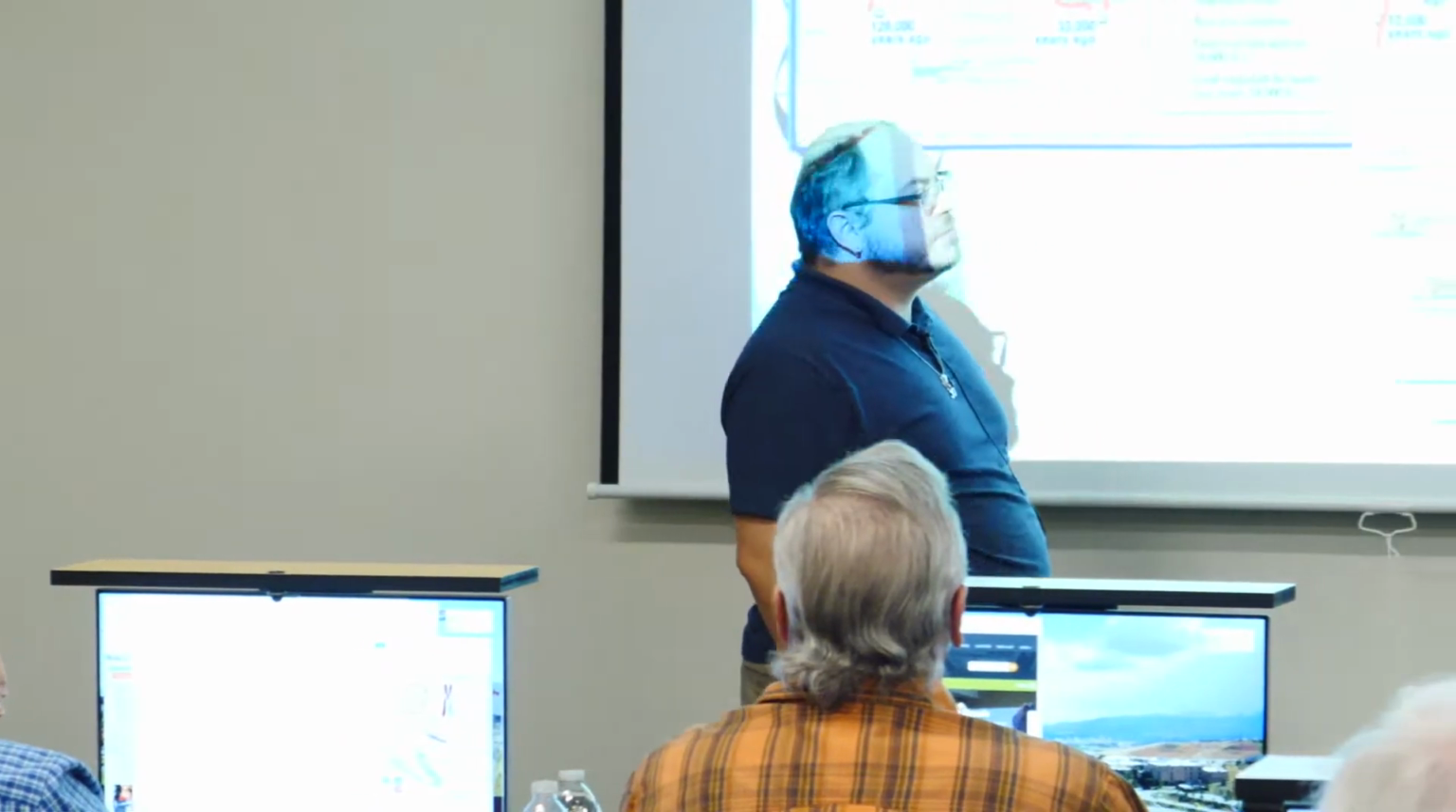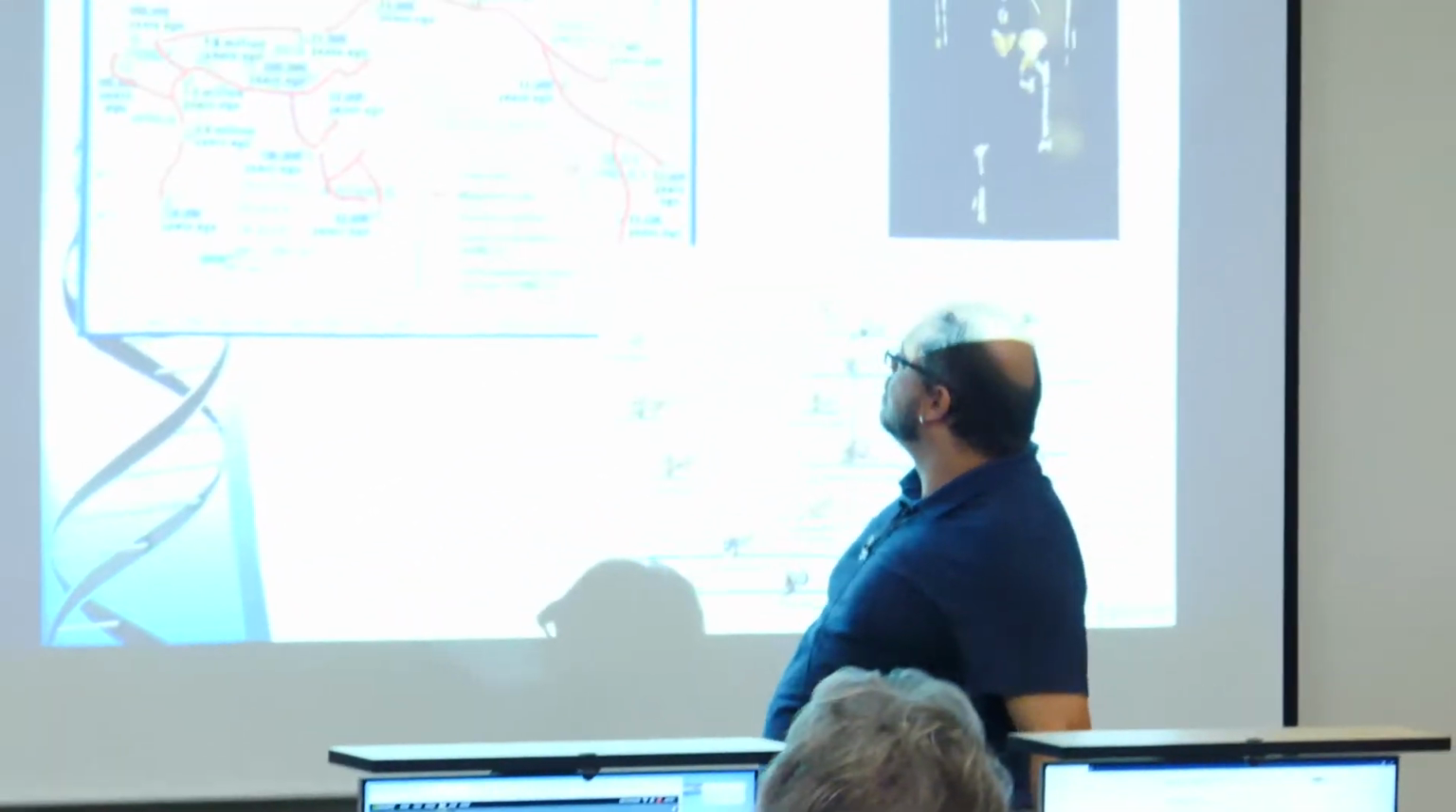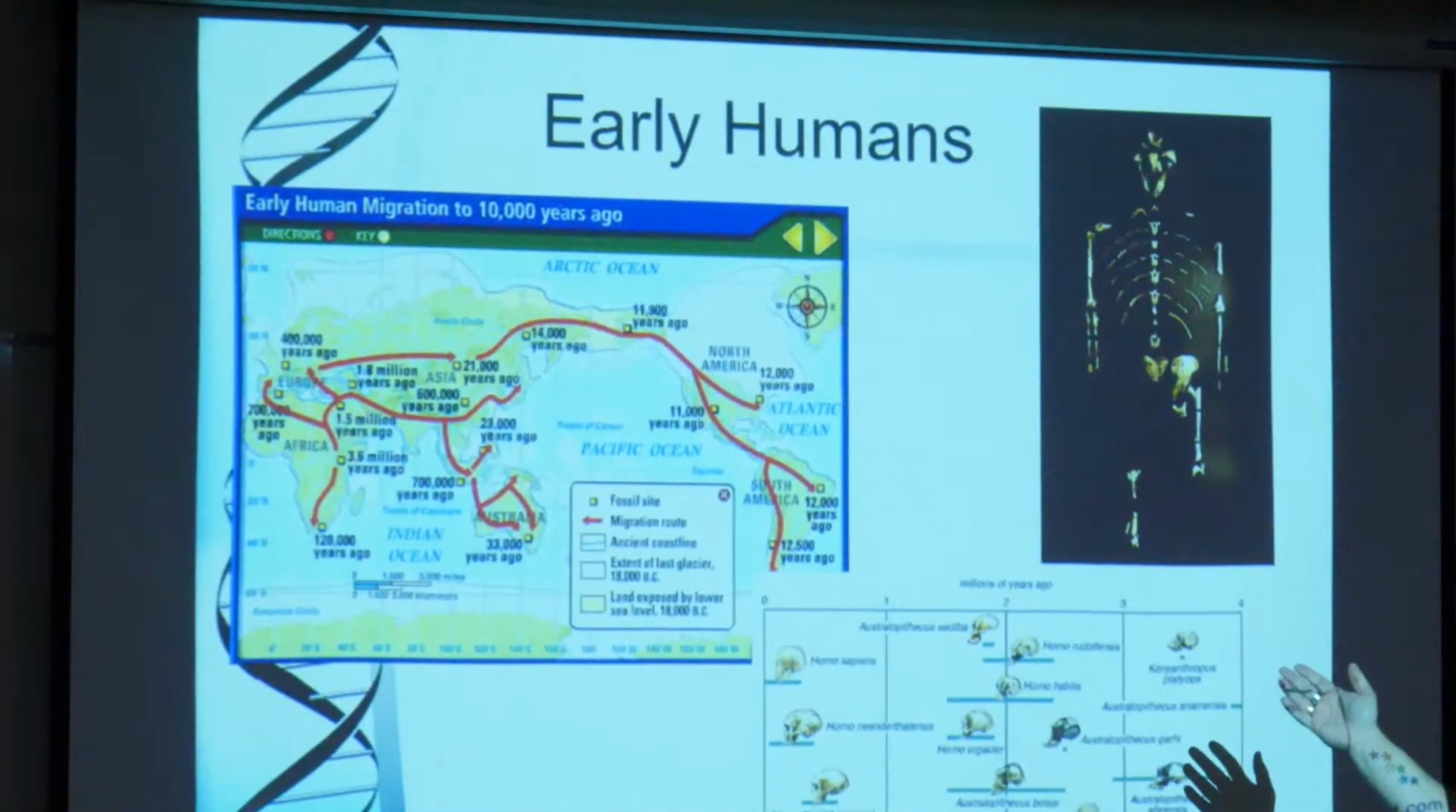Billions of years later, through evolution, we eventually get to man. Early humans migrated out of Africa across the entire planet over the course of about 150 to 200,000 years. You can get an idea from this map. We eventually spread all over the entire planet.